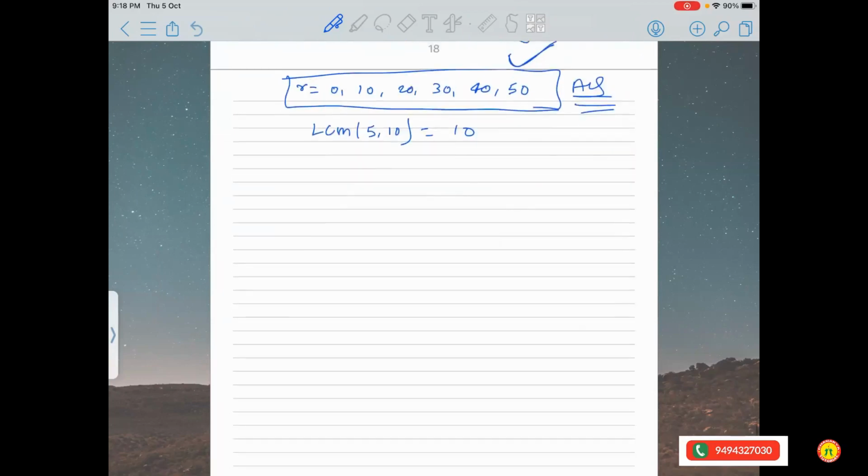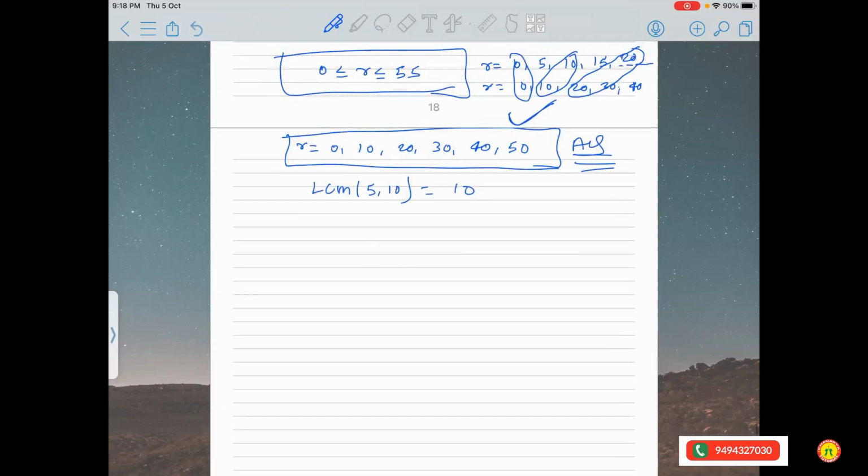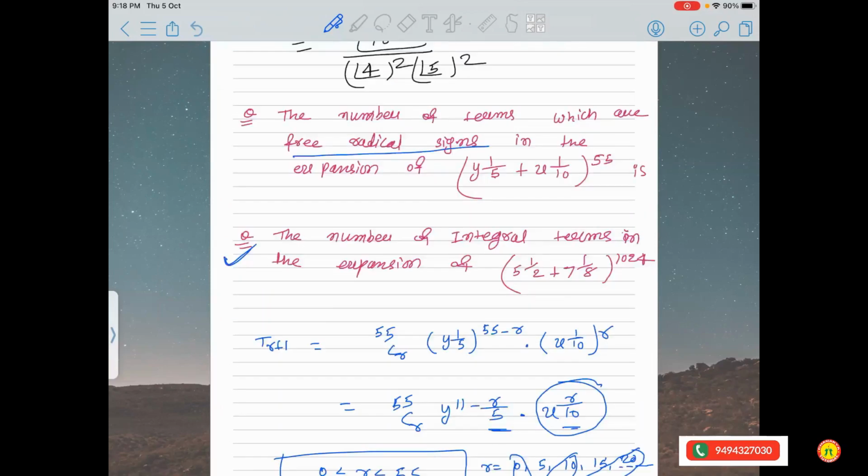So now this question, integral terms in the expansion. See this question: the number of integral terms in the expansion of (5 power 1/2 plus 7 power 1/8) power 1024. If asked for integral terms, it means 5 power 1/2 must be an integer, and 7 power 1/8 also must be an integer. Then it gives integral terms, right? Got it?